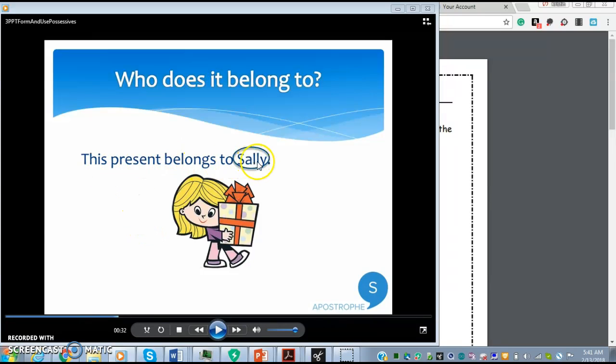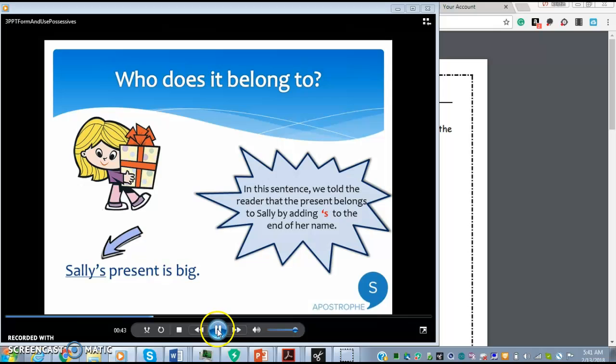This present belonged to Sally. Who has the present? Obviously Sally does. So can we turn this into a possessive? And then they would watch the rest of it, and it would say Sally's present is big. And you can see that the apostrophe goes between the Y and the S, because Sally is her name and she is singular.